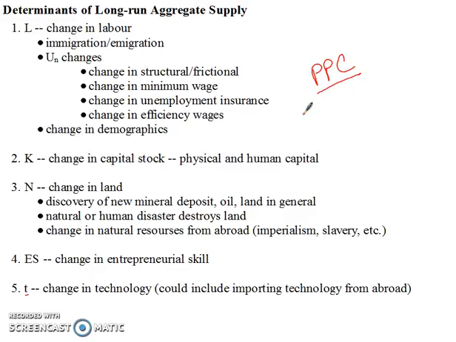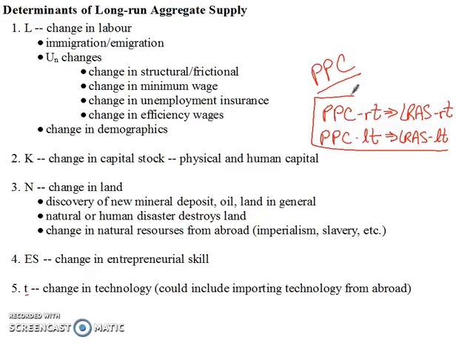So all we would say is anything that caused the production possibilities curve to shift out to the right will cause the long-run aggregate supply curve to shift to the right. So that's pretty straightforward. And anything that caused the production possibilities curve to shift into the left will cause the long-run aggregate supply curve to shift into the left. So that's it. That's the concept. We really don't need to spend a lot of time on this. These are all the same things that would shift the long-run aggregate supply curve.